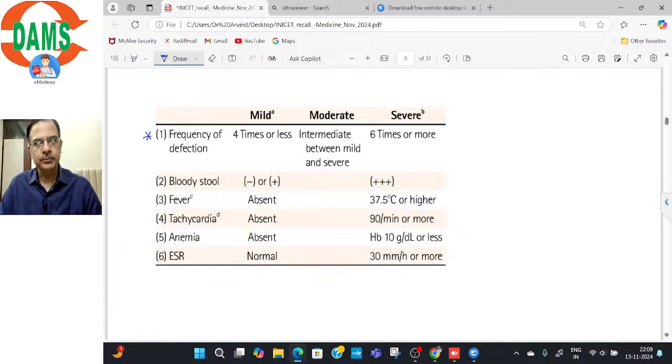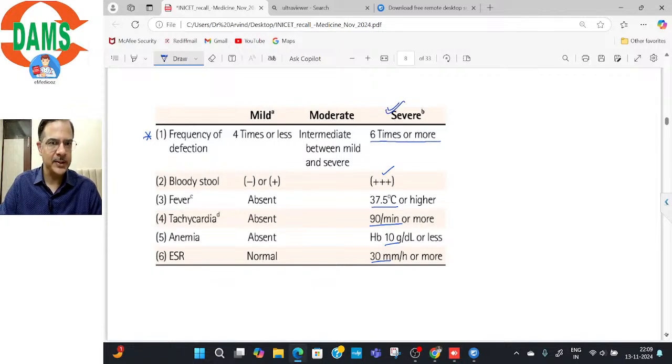This is the most important one. If it is severe, 6 or more than 6 times. Presence of blood in the stools, if it is triple plus. Fever of more than 37.5 degrees Celsius. Tachycardia of 90 or more. Low hemoglobin and elevated ESR. These are the other parameters taken in the criteria to define severe ulcerative colitis. Maybe in subsequent exams you might get a question on what parameters are used in these two criteria.